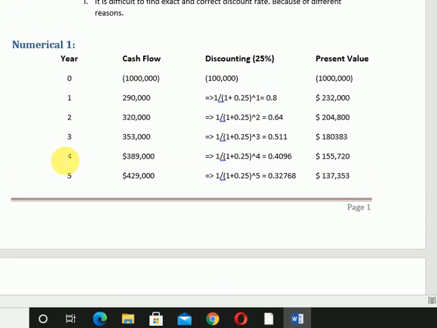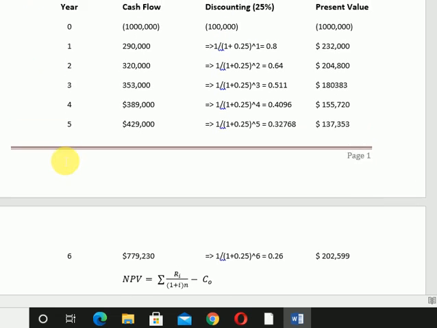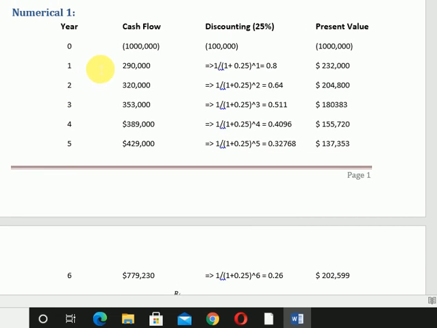Look at this, it is a 6-year project and the initial investment of the project is $1 million. Let's suppose today we are going to make an investment of $1 million. So this is a cash outflow. That's why it is in negative form.